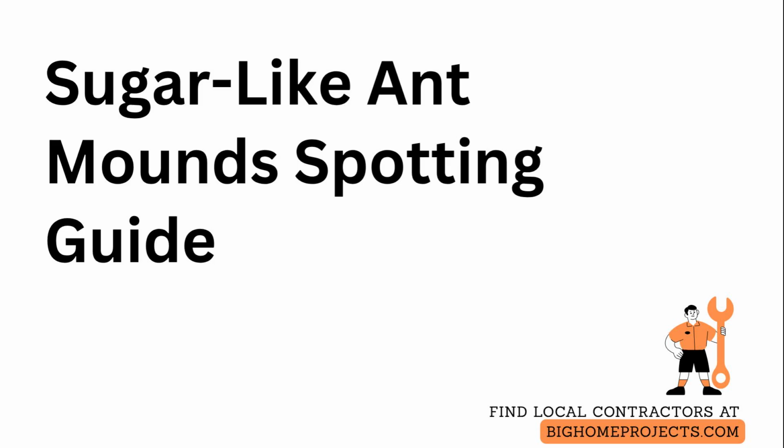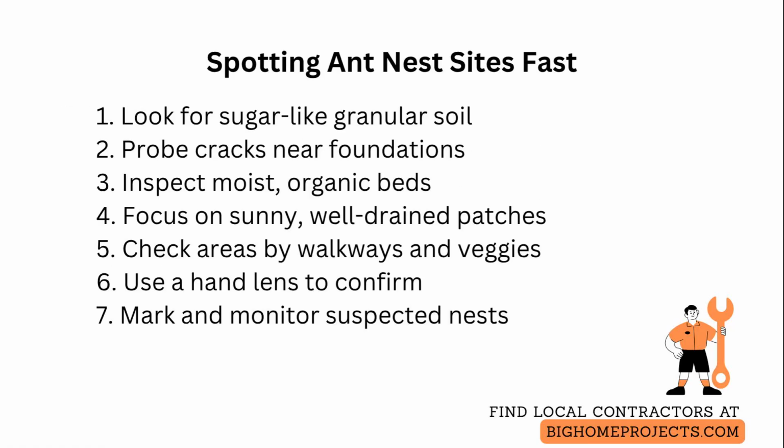Look for loose, sugar-like sandy mounds and disturbed soil patches where ants prefer to start colonies. Ants select nesting sites based on soil texture, moisture, and exposure, so learn to read those cues. Sandy, loose soil with a granular, sugar-like appearance often signals newly formed nests because it drains well and is easy for ants to excavate. Compacted clay that cracks in dry weather can hide deep galleries, so probe cracks at the soil surface and along foundation edges with a small screwdriver to detect activity.